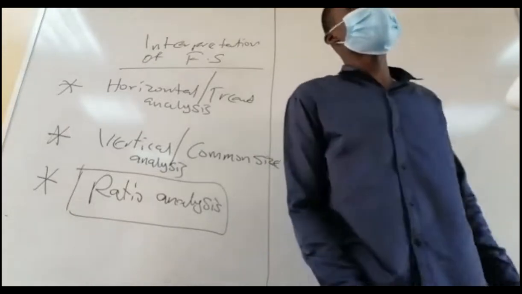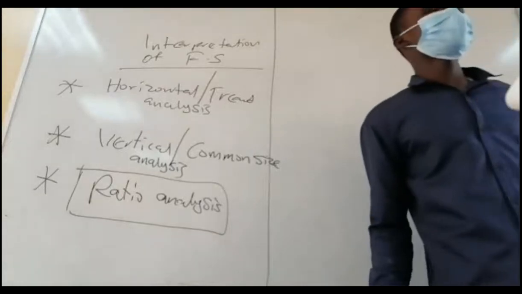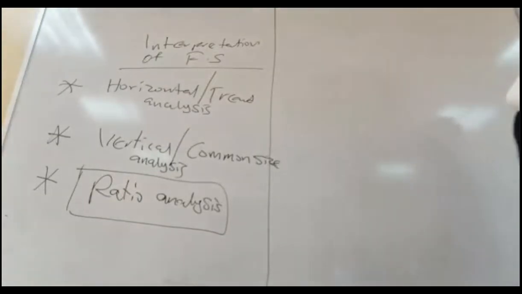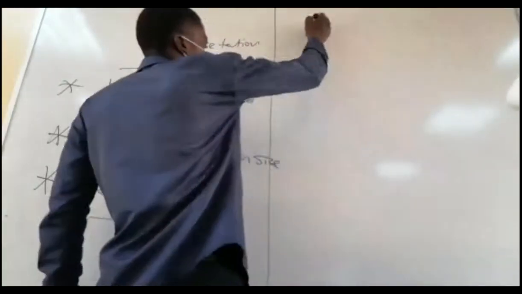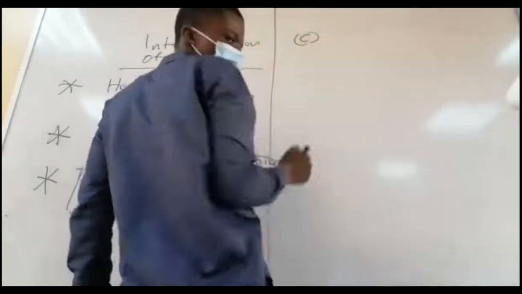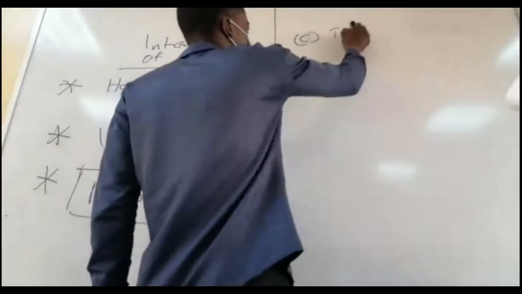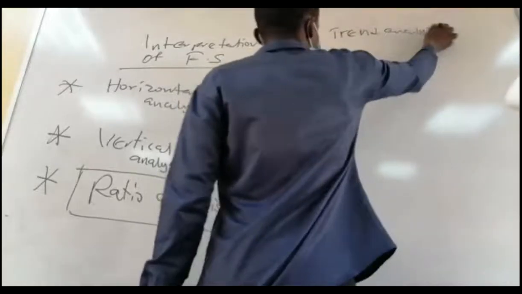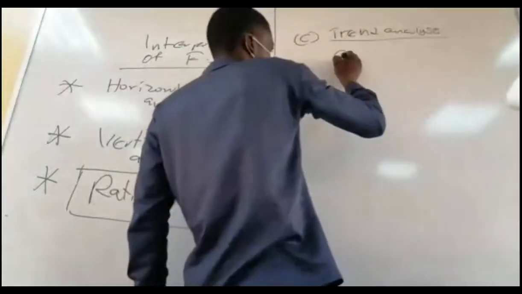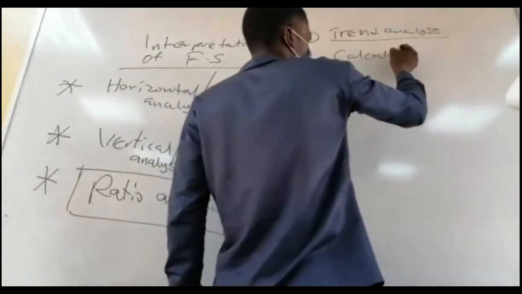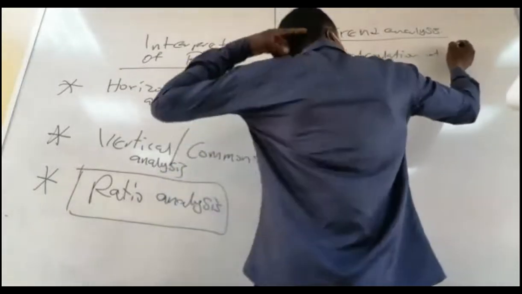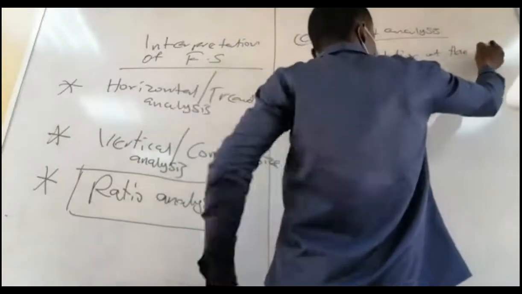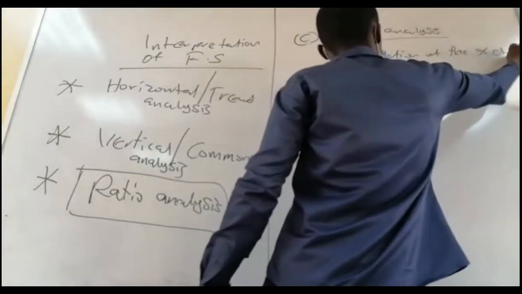So first, we need to calculate the percentage changes in the items. So that's the first thing you have to do. So let's calculate it and then use it to start the report. So I'll go straight and tell the examiner that C, I am doing trend analysis, as a calculation of the percentage change.